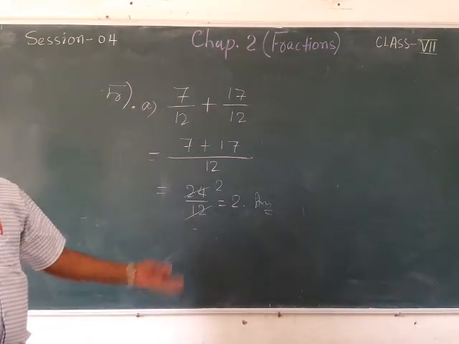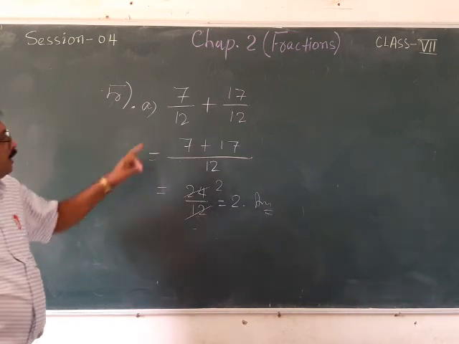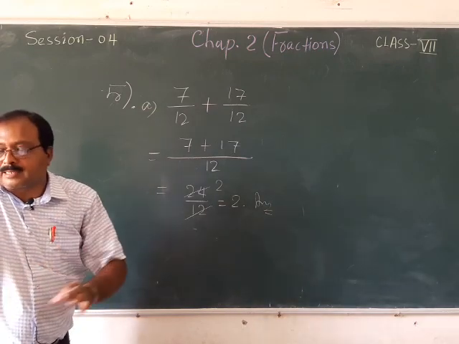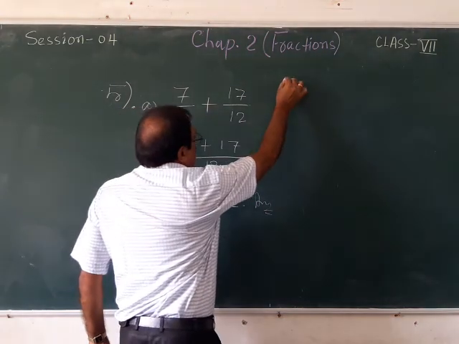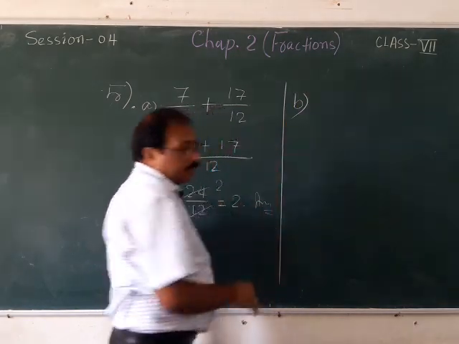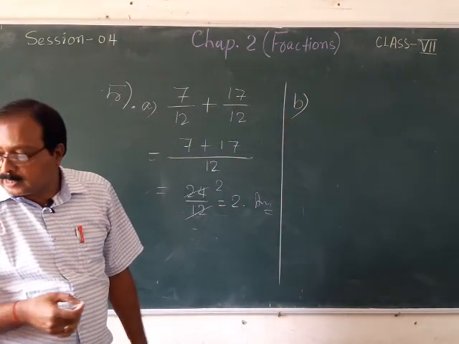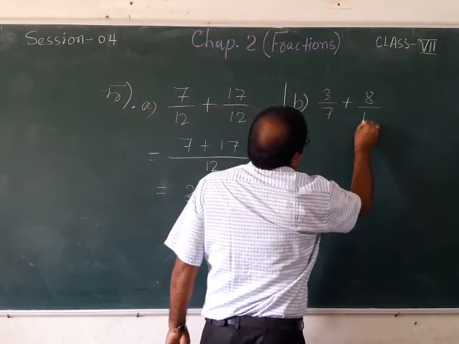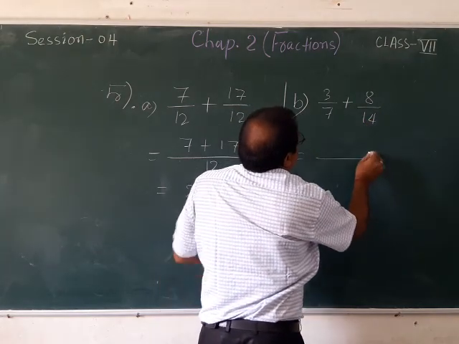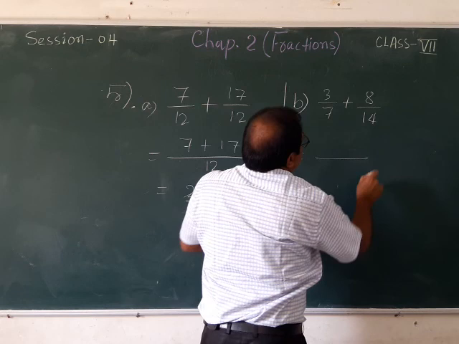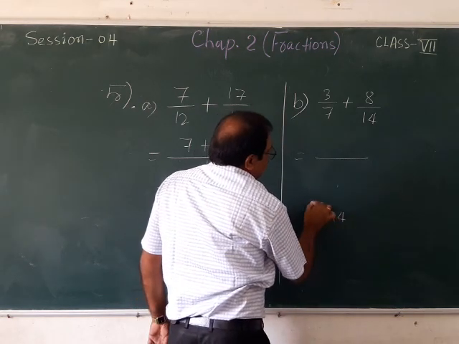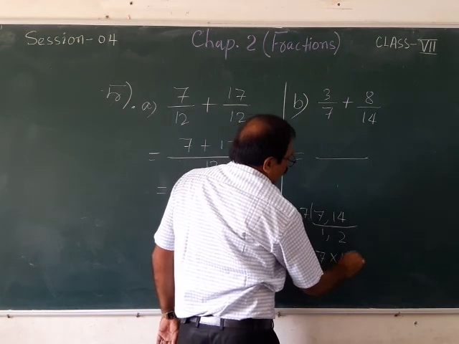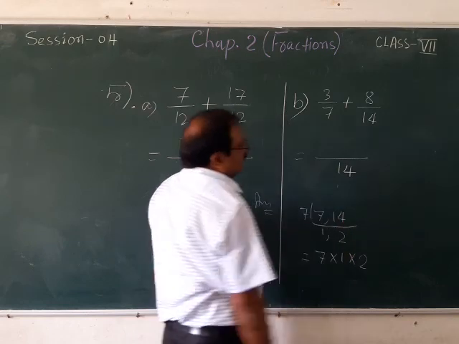But whenever you see that you have different denominators, that means you do not have like fractions, then what can you do? For this, I am going to look at part B of the question. In part B you can see it is 3 by 7 plus 8 upon 14. For 7 and 14 you are going to find out the LCM. So here I am finding the LCM of 7 and 14: 7 ones and 7 twos, that means 7 into 1 into 2. So your LCM is coming 14.